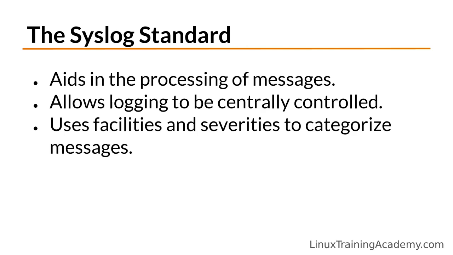The syslog standard uses facilities and severities to categorize messages. Each message is labeled with a facility code and a severity level. The various combinations of facilities and severities can be used to determine how a message is handled.